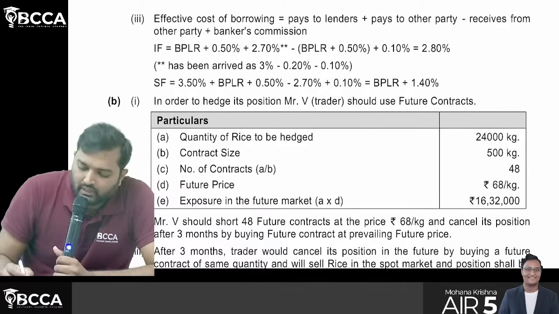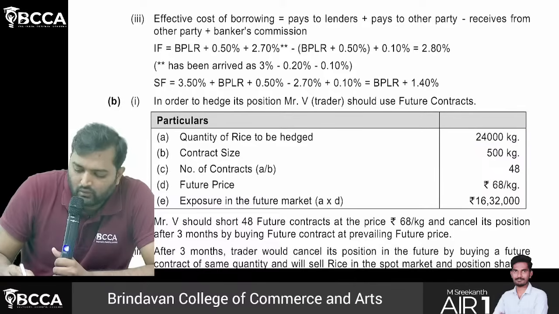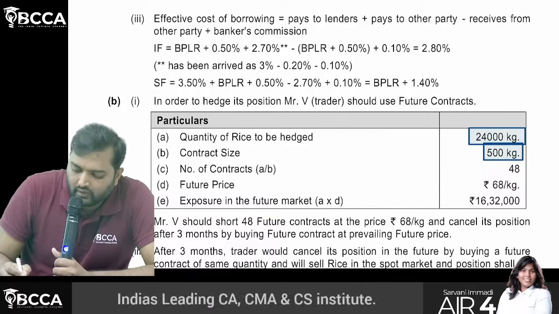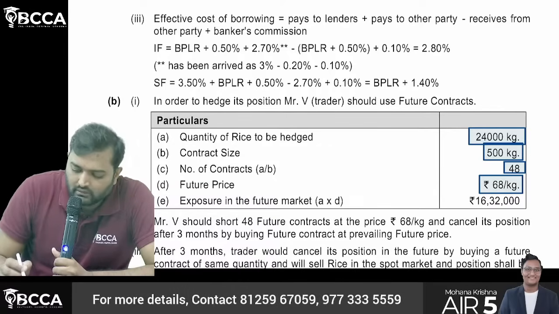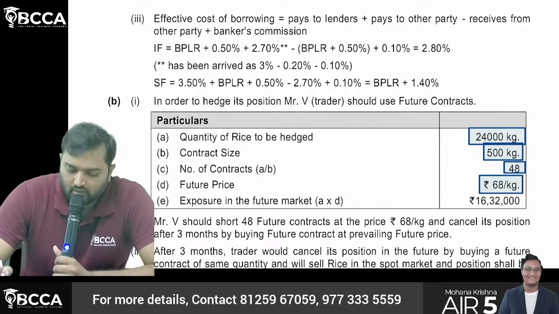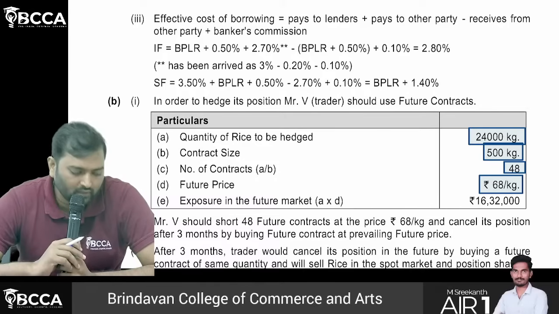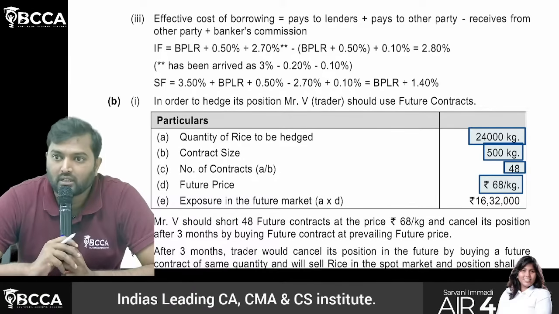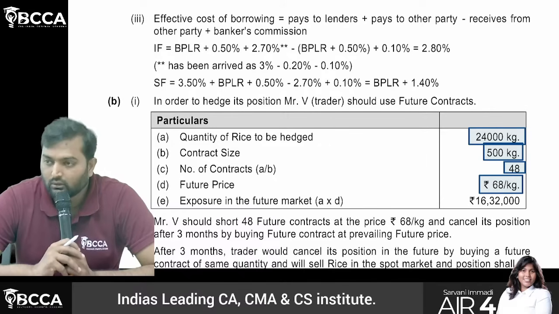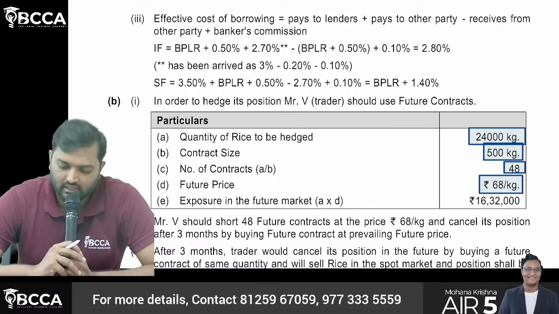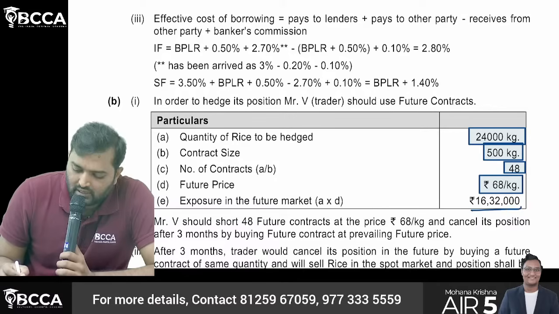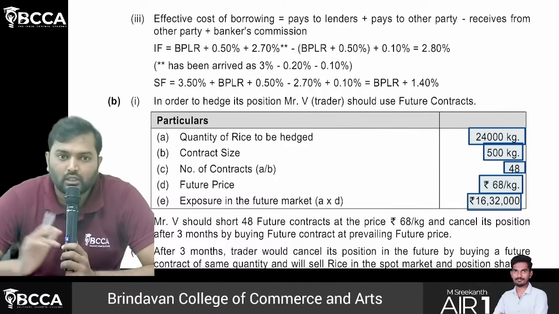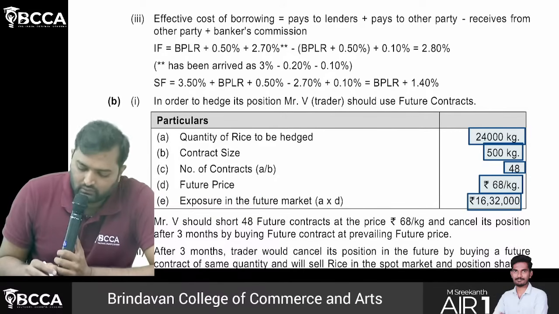Quantity of rice to be hedged. How many kgs? 24,000 kgs. Contract size 500 kgs. Number of contracts 48. Future price 68 per kg. So he has to cover the exposure in the futures market. So how many kgs? 24,000 kgs into 68, 16 lakh 32,000. He should enter into a contract as of today.